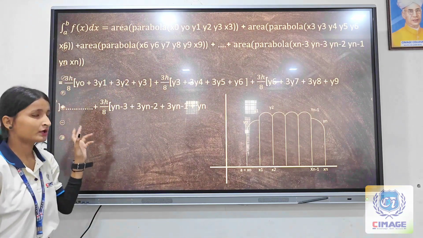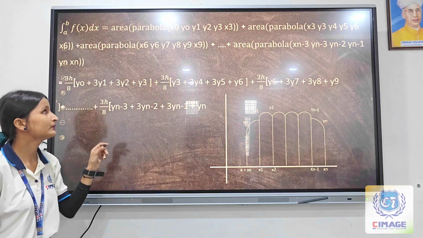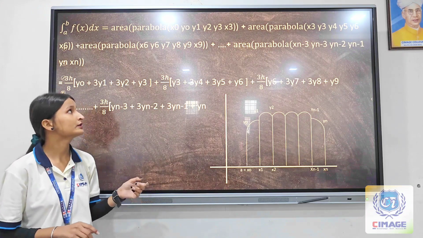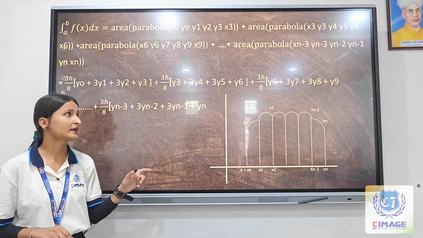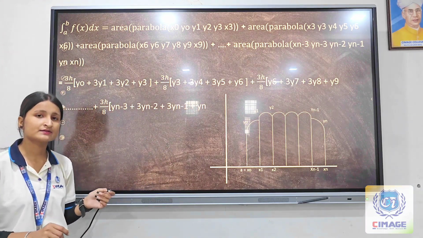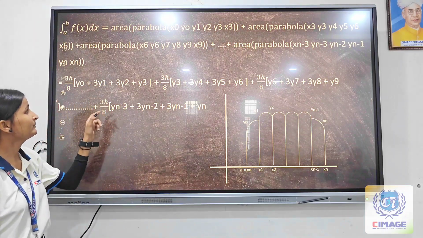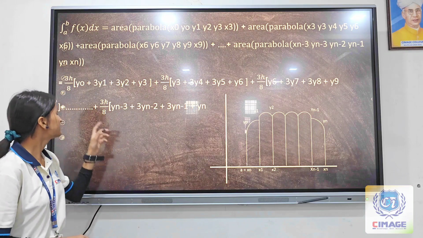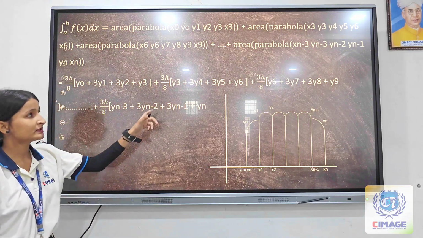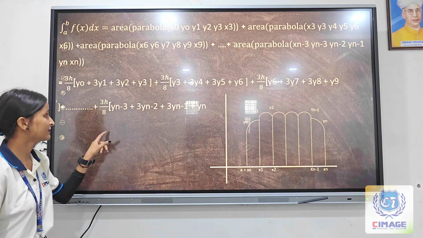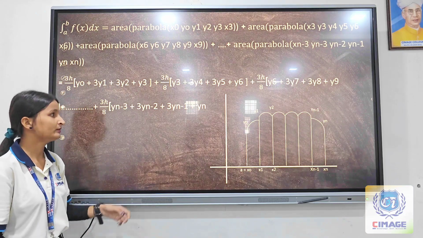Here the integral of f(x) dx from lower limit a to upper limit b is equal to the area of the parabola x0, y0, y1, y2, y3 and x3 plus dot dot, and we take the last term as the area of the parabola xn minus 3, yn minus 3, yn minus 2, yn minus 1 and xn. Here the area of a parabola is written as 3h by 8 times y0 plus 3y1 plus 3y2 plus y3. And similarly, the area of the last parabola is written as 3h by 8 times yn minus 3 plus 3yn minus 2 plus 3yn minus 1 plus yn.